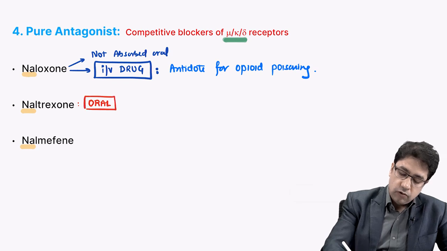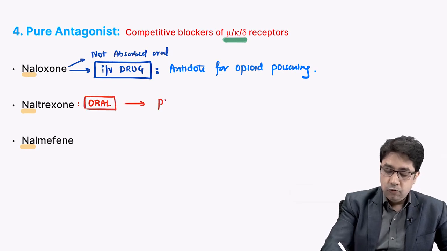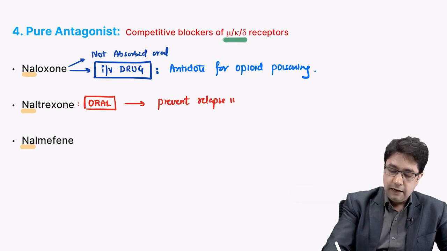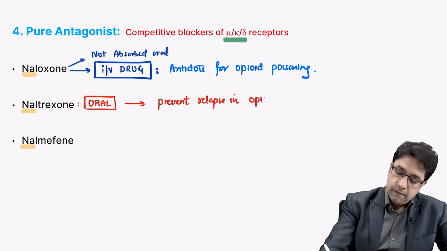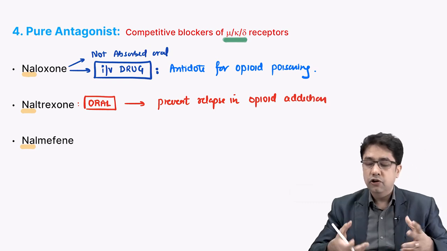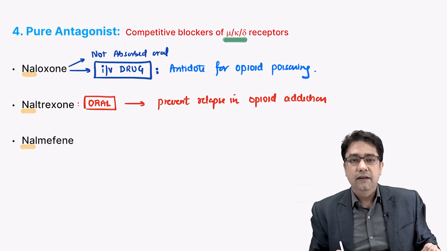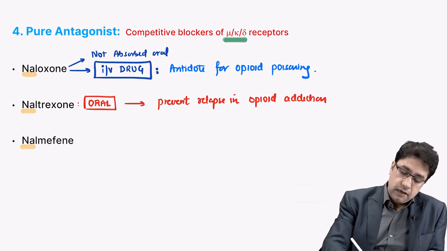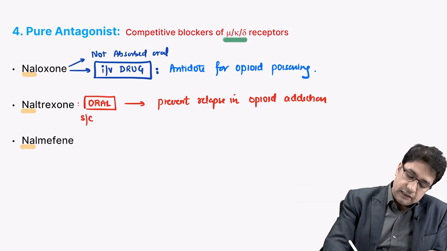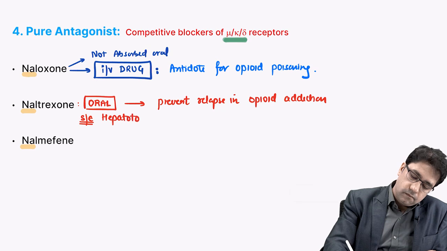Because it's an oral drug, it is given to prevent relapse in opioid addiction. That means a person should not start taking opioids again. We can give naltrexone. Now, the naltrexone side effect is that it is hepatotoxic.